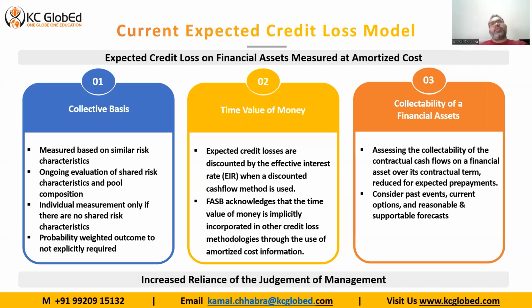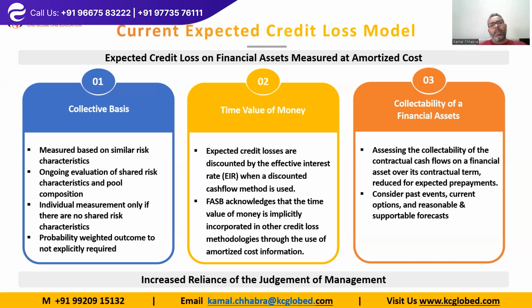So this is something you need to keep an eye on in real time. If at any point of time you get to know that any of your customers has become bankrupt, then any amount given to him or her is more than probable that you may not be able to collect in full. So you should keep an eye on this assessment on a real-time basis also. Individual measurement only if there are no shared risk characteristics, and a probability-weighted outcome is not explicitly required. These are all things you need to keep in mind.